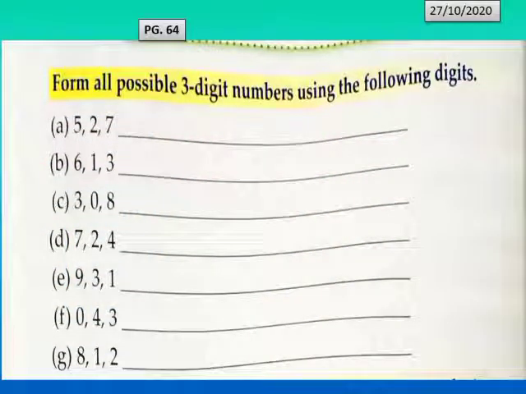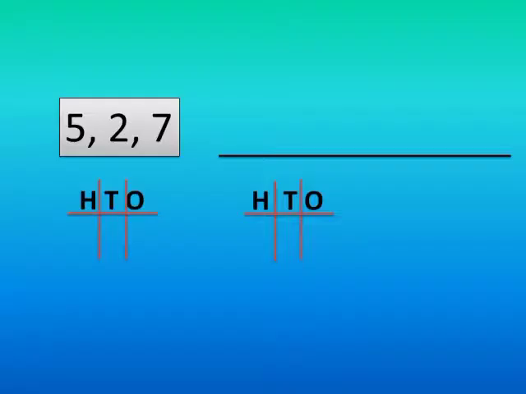By taking each digit once at hundreds place, we can form different numbers. Let's start by taking the smallest digit at hundreds place. Here, the smallest digit is 2. We will write 2 at hundreds place. Now, after this, arrange the other two digits, that is 5 and 7, at tens and ones place. Thus, the number formed is 257.